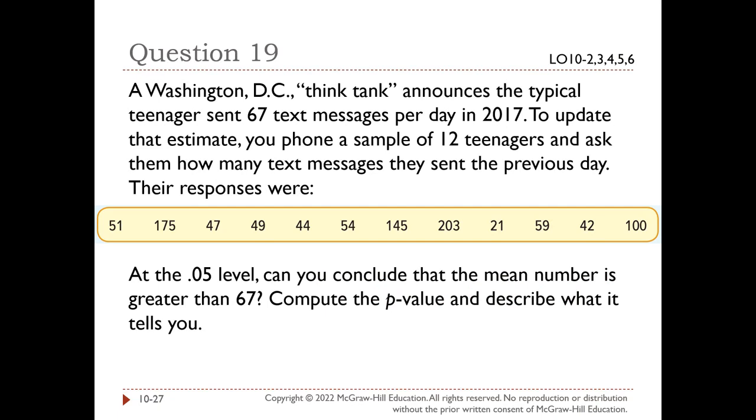Okay, so now we have question 19, which is: a Washington, D.C. think tank announces the typical teenager sent 67 text messages per day in 2017. To update the estimate, your phone has a sample of 12 teenagers and asks them how many text messages they sent the previous day. Their responses were those numbers. At the 0.05 level, can you conclude that the mean number is greater than 67? Compute the p-value and describe what it tells you.